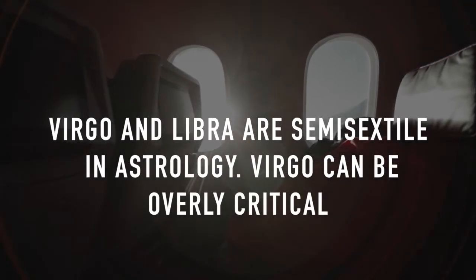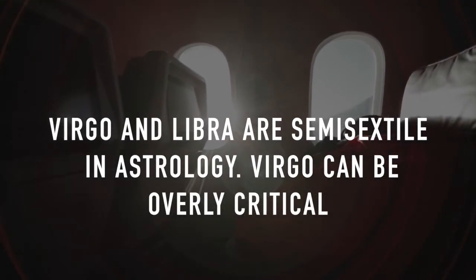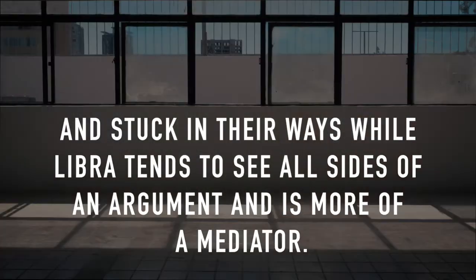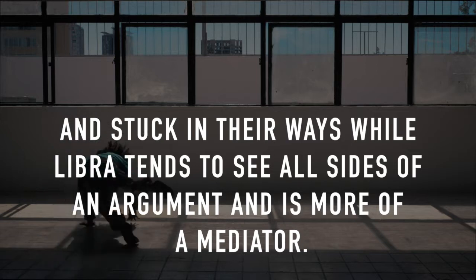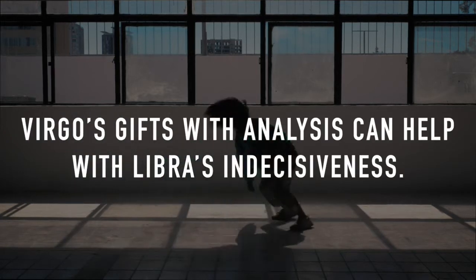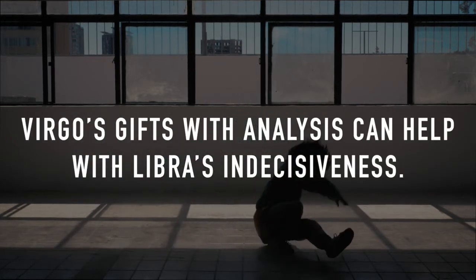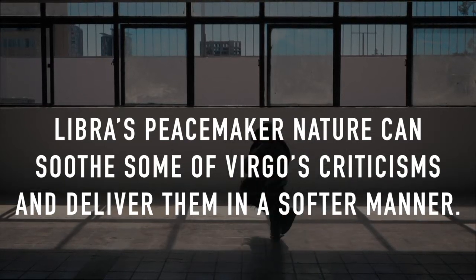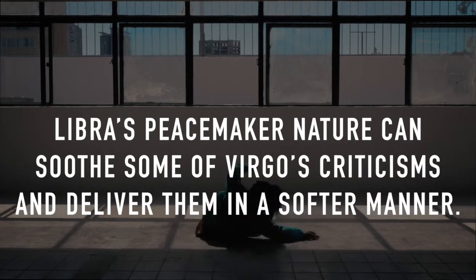Virgo and Libra are semisextile in astrology. Virgo can be overly critical and stuck in their ways, while Libra tends to see all sides of an argument and is more of a mediator. Virgo's gift with analysis can help with Libra's indecisiveness. Libra's peacemaker nature can soothe some of Virgo's criticisms and deliver them in a softer manner.